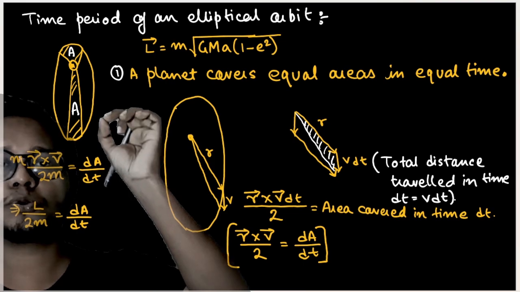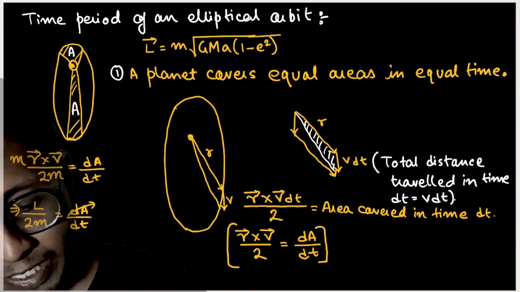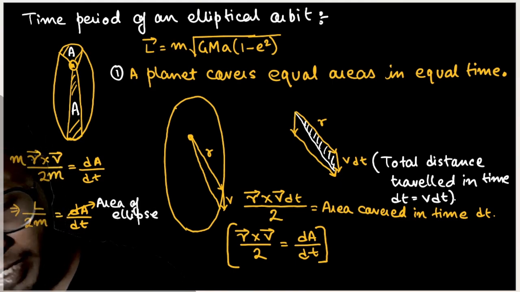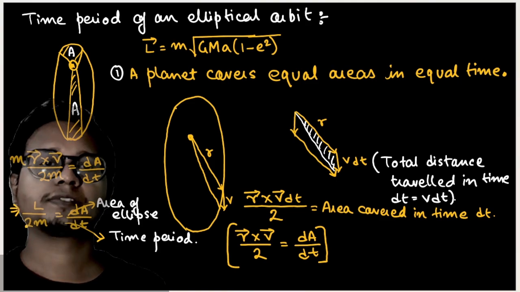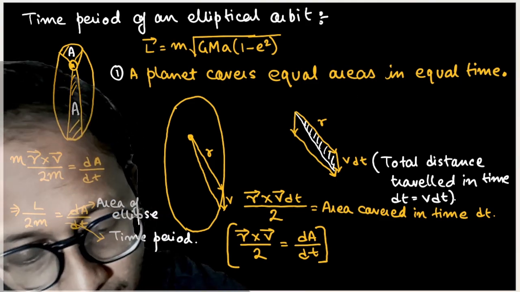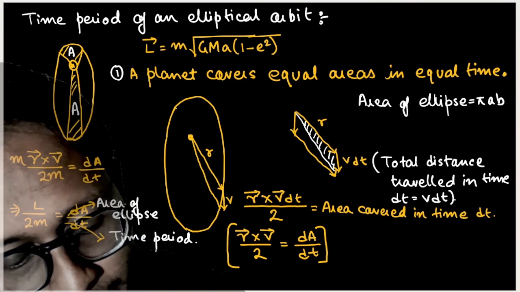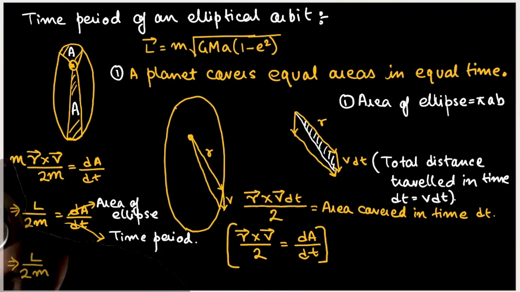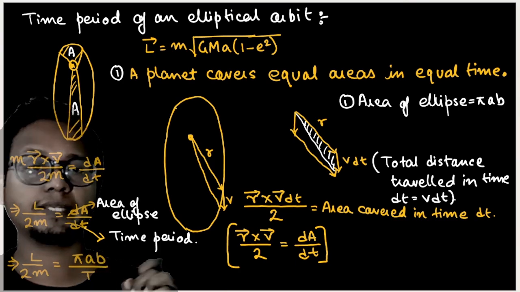Now the second concept that you have to understand is, if I give the total area of this ellipse, can I find the time? If I substitute the area of the ellipse here, and here the time taken to cover that area, the time period, isn't it? The area of an ellipse is nothing but pi a b, pi into a b. This should be known. The time period I'm using as T. So my simplified equation becomes L by 2m is equal to pi a b by T. Now I just need to find the value of T. T is equal to pi a b divided by L by 2m.